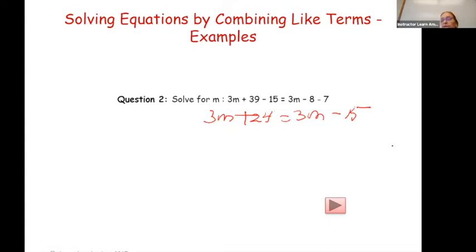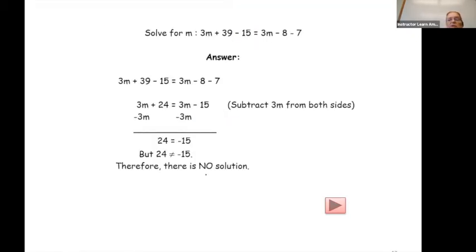However, if we carry it through just using the normal processes, we would subtract 24 from each side and then subtract 3m. So we have 0 equals minus 15 minus 24, which is negative 39. And of course, 0 is not equal to negative 39. And so we see that this is a ridiculous answer. And the conclusion is that the answer is the empty set. There is no solution.